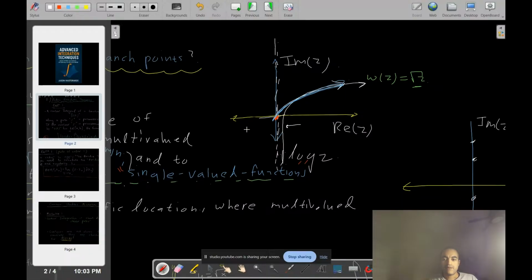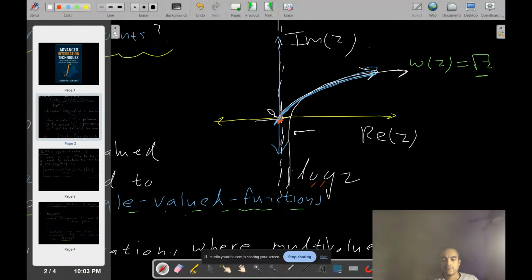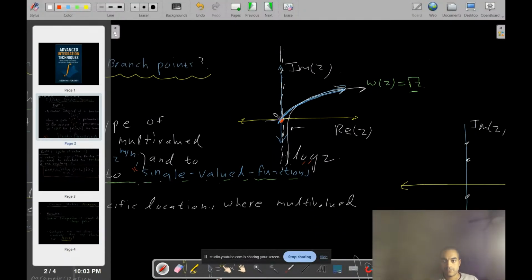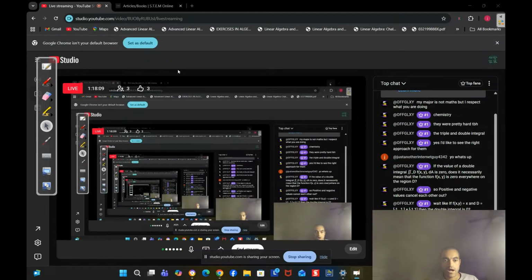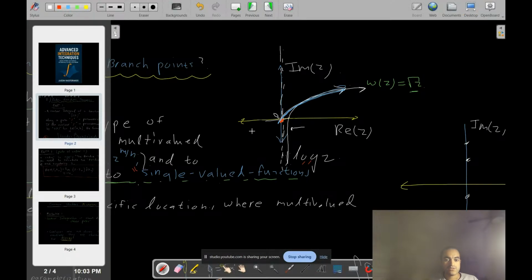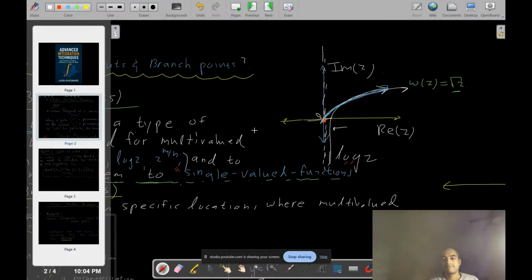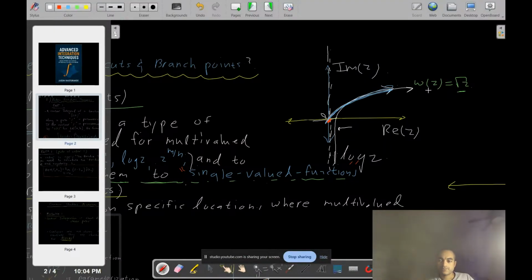By the way, W of Z equaling root Z has a branch point at 0. That's why I highlighted it in red here. If you can see it, I'm going to zoom in on that red dot. At Z equals 0, that's a branch point of root Z. Does anyone understand why root Z has a branch point at Z equals 0? Why does W of Z equaling root Z have a branch point at 0?